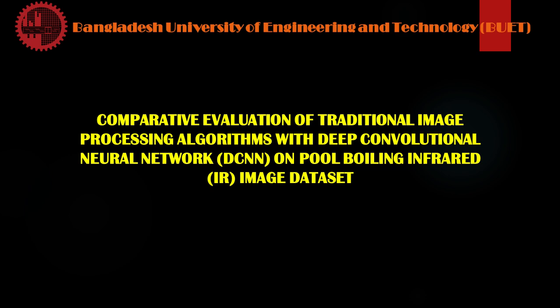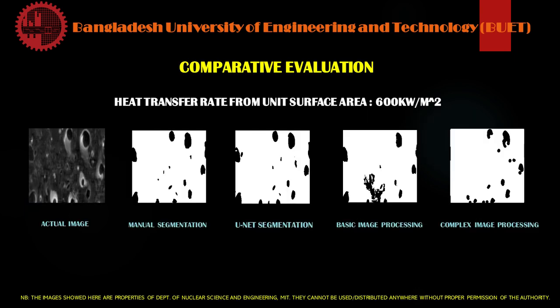We also did a comparative evaluation of traditional image processing algorithms with the deep convolutional neural network, which is basically UNET, on the pool boiling infrared image dataset. And here are the examples. So we did it for 5 different heat transfer rate datasets. One was 600 kilowatt per meter square, another one 700, 800, 900, and 1100 kilowatt per meter square.